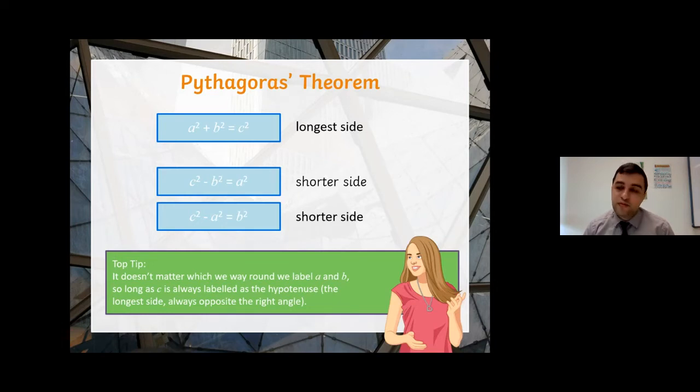It doesn't matter which way round we label a and b. In the previous example, we took 6 and 8. You can take them in a different order also, 8 and 6. So the long side every time should be the hypotenuse, which is always c. But the shorter sides we can take in any order.